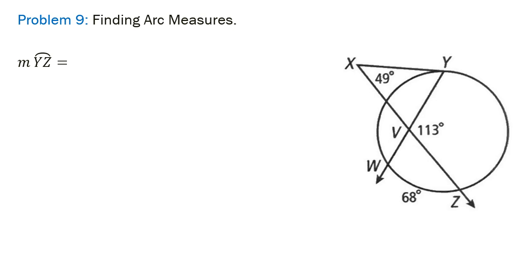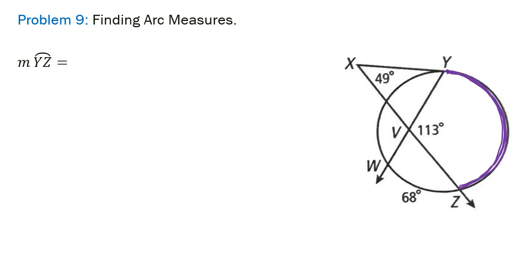All right, problem 9, finding arc measure. This one is a bit more complicated. It requires you to use a bunch of your knowledge from this lesson. They want us to find YZ, this arc right here. But we can't figure it out just by looking at it. So we have to do a little bit more investigative work.